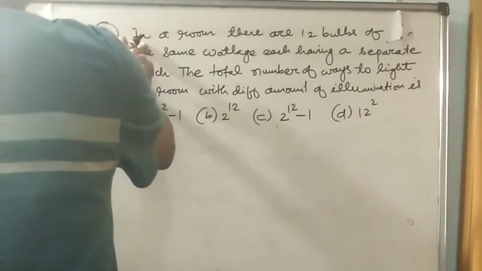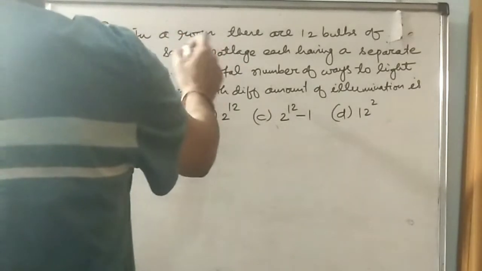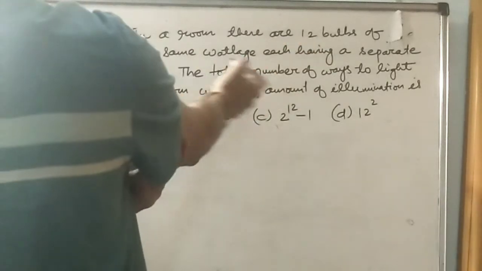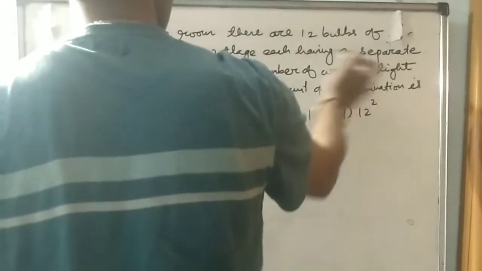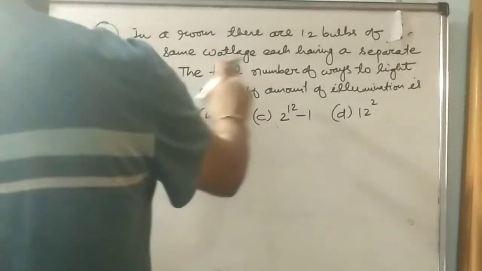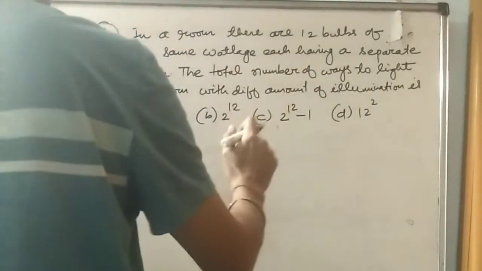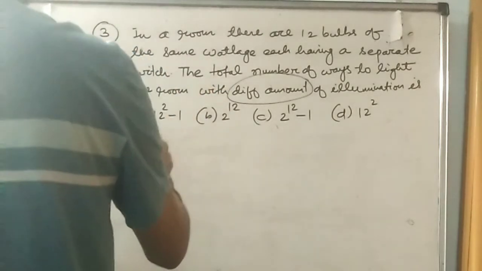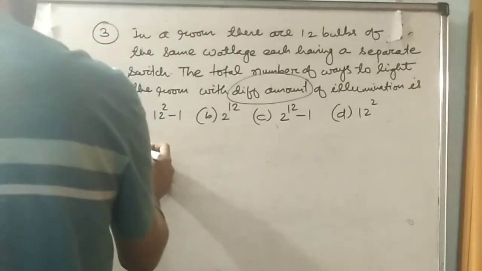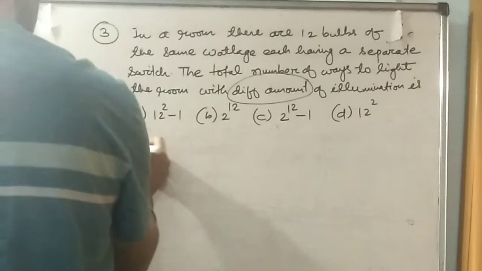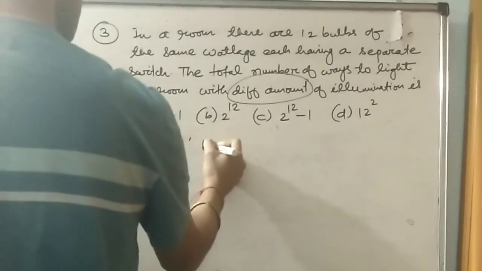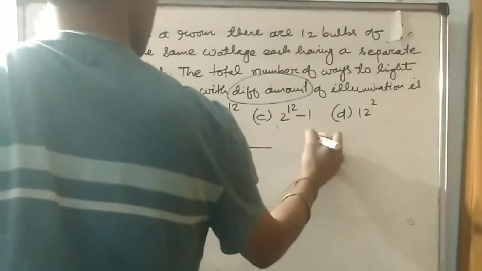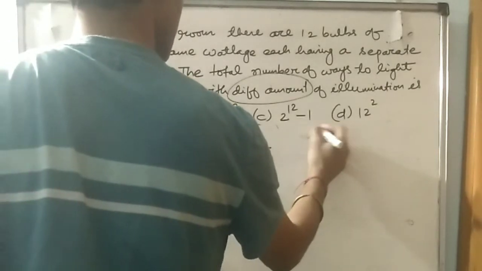In this question, as you can see, this is about permutation and combination. In a room there are 12 bulbs of the same voltage and each has a separate switch. Find the total number of ways to light the room with different amounts of illumination. So first we will try to understand what the possible number of illuminations are. One bulb can give you illumination in two different ways.